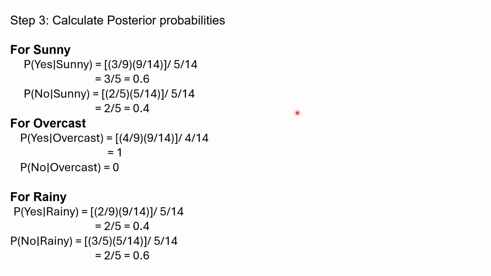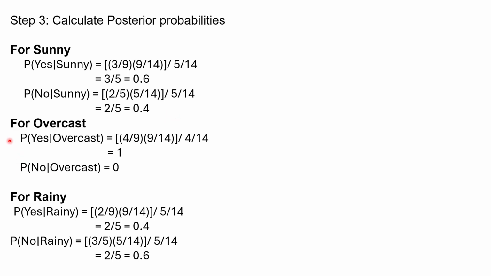Now that we have determined the prior probabilities, conditional probability and likelihood ratio, we shall now calculate the posterior probabilities. The posterior probabilities for sunny, overcast and rainy classes are as follows. P of S given sunny is equal to 3 by 9 into 9 by 14 divided by 5 by 14, which gives us a value of 3 by 5, which is nothing but 0.6. Similarly, P of no given sunny is equal to 2 by 5 into 5 by 14 divided by 5 by 14, which is nothing but 2 by 5, which gives us a value of 0.4.